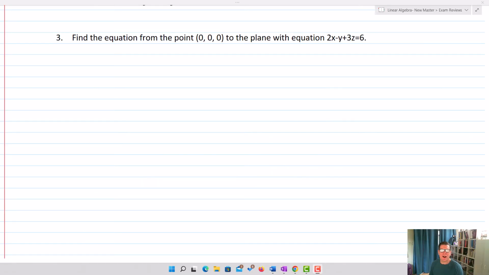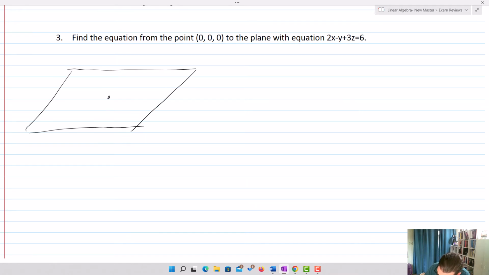So what we're going to do now is find the distance from the point 0, 0, 0 to the plane with the equation 2x minus y plus 3z equals 6. We're going to draw a little plane just to demonstrate what we're going to do. Here, by the way, is the normal vector. If we know the equation for our plane, our normal vector is going to be 2, negative 1, 3. That's the value for the normal vector.